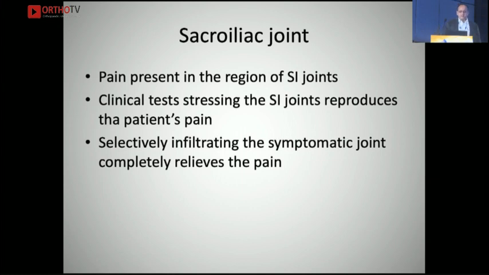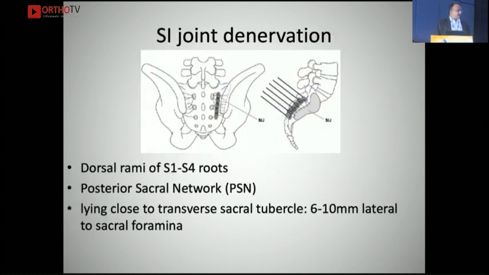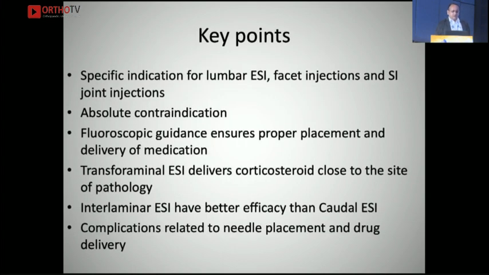Coming to SI joints, to diagnose pain around the SI joint, clinical stress tests prove that the SI joint is the culprit, and selectively infiltrating the joint can reduce the pain for mid to long term, even up to 1 year. If repeated blocks are needed, we can target the dorsal rami of S1 to S4 roots, and do radiofrequency ablation by self-cooling electrodes.